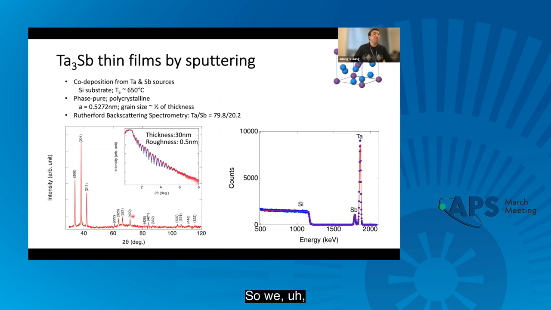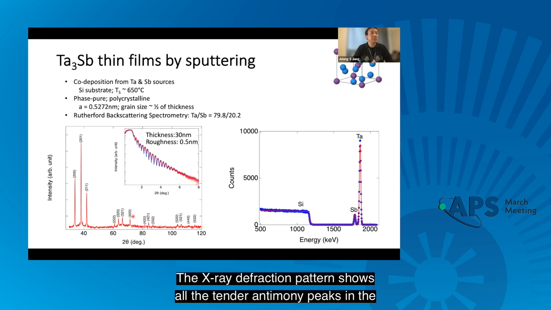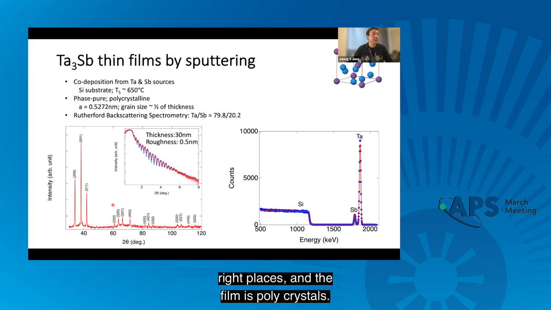So we synthesized tantalum antimonide thin films by co-sputtering from elemental tantalum and antimony sources. The X-ray diffraction pattern shows all the tantalum antimonide peaks in the right places. And the film is polycrystalline.